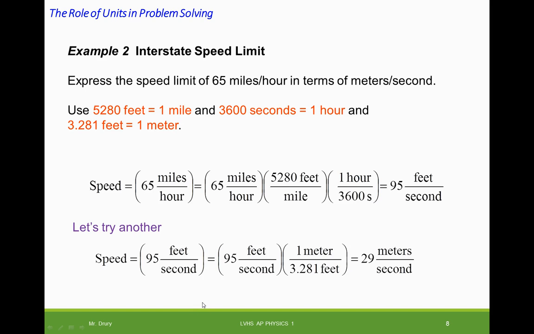So right now once again we're in 95 feet per second, but we don't want feet per second, we want meters per second. So we need to get rid of feet, which is on top, by putting feet on the bottom. As they cancel out, you can see that now we're left in meters per second, and you simply take 95 and divide it by 3.21. Technically, you're taking 95 times 1, dividing it by 3.21, and it comes out to be 29 meters per second.